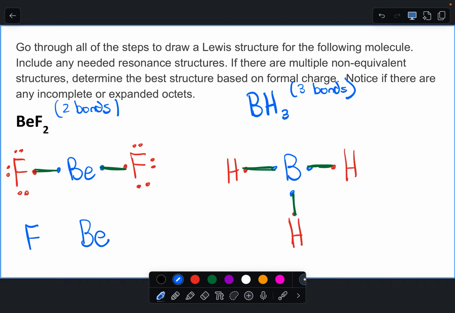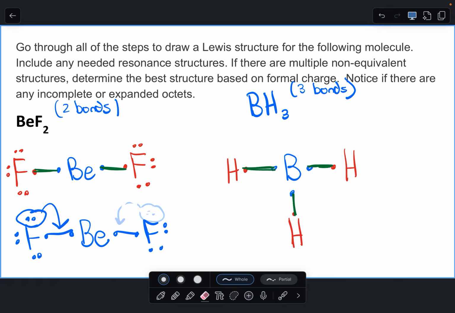I'll draw it the same way to start and then show you what happens. Okay, if I took a pair of electrons from the fluorine and shared it between the fluorine and the beryllium, so both electrons are coming from the fluorine, I'm going to erase that now and put it as a double bond. That actually would satisfy the octet for both the fluorine and the beryllium. So people will commonly think, oh, well, that must be the case because why wouldn't we satisfy the octet?